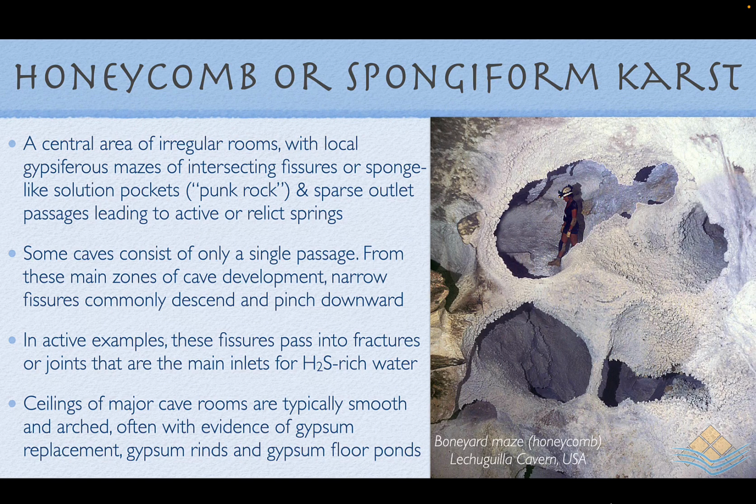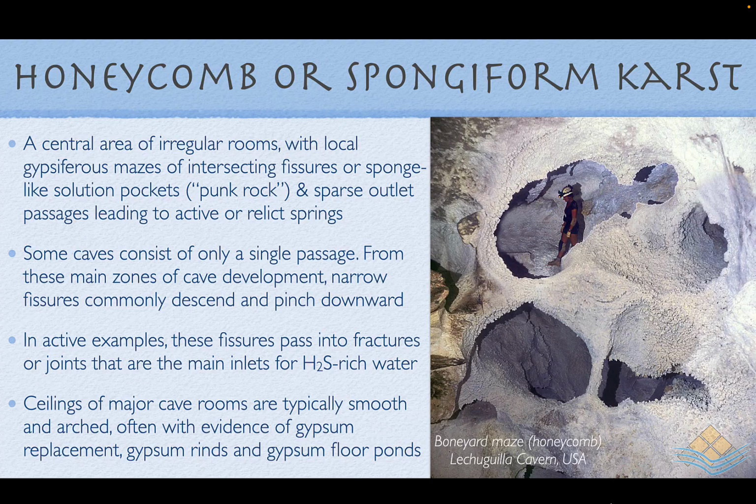It comes out of the fissure or the fracture system, which is allowing those upwelling waters to enter the limestones. Some of these caves only have a single passage. Then from these main zones of cave development, these fissures, they typically narrow downwards and they widen upwards with this spongiform margin to a lot of these active hypogene systems. In active examples, as we'll look at in the next video chapter, we see these fissures passing into fractures or joints that are the main inlet zones for this H2S and CO2-rich water coming from depth.